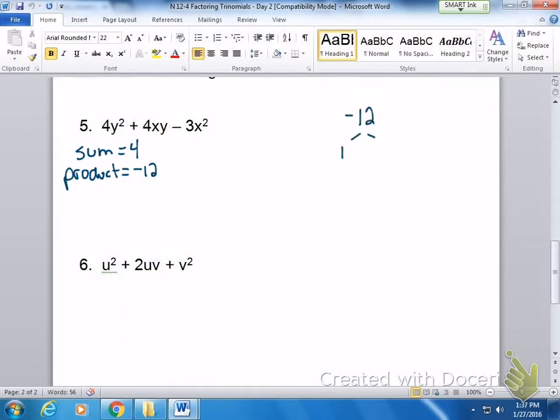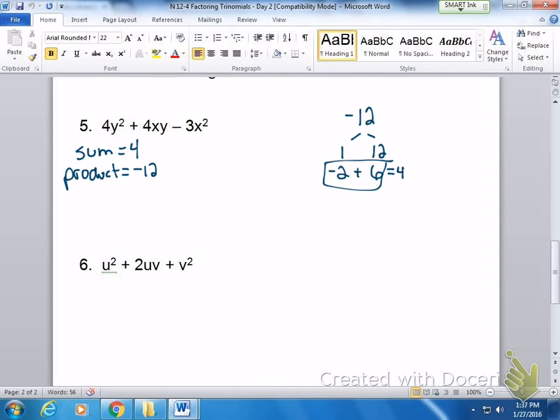I could have 1 and 12, but that's not going to help me get 4. I could have 2 and 6. Now that one seems a little closer. There is a difference of 4 involved there. I know one of them is going to have to be negative, so let's try negative 2 first. Negative 2 plus 6 does equal 4, so negative 2 and 6 are our answers.